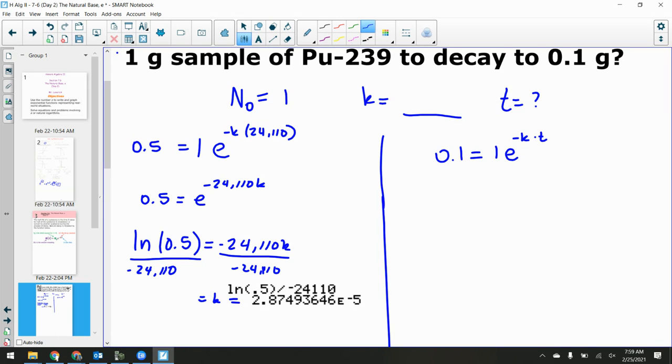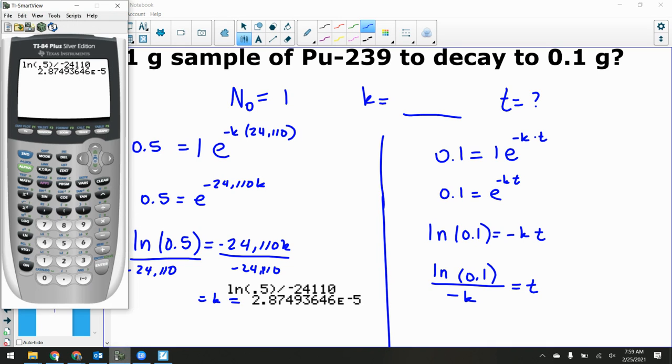I divide the 1 over to the other side, it would just give me 0.1 equals e to the negative kt. And then again, I have to solve for t, so I want to find the logarithm, log base e, or ln of 0.1 is equal to negative kt, and I would divide by negative k. ln of 0.1 divided by negative k is my t value. Do we know what k is? Yeah, so we can actually run the number here. ln of 0.1 divided by negative of my answer.